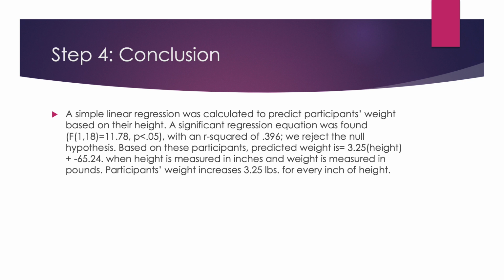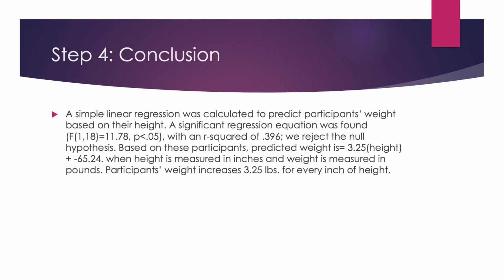The next thing we need is a conclusion. So here's what the conclusion would look like for this problem. A simple linear regression was calculated to predict participants' weight based on their height. A significant regression equation was found. F of degrees of freedom 1 and 18 equals 11.78 with a probability of less than 0.05, with an R squared of 0.396. Based on this, we reject the null hypothesis.